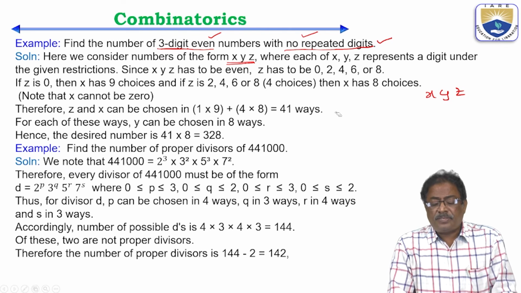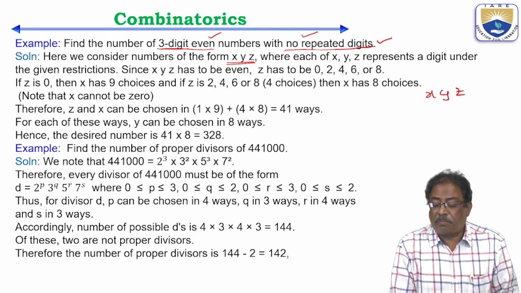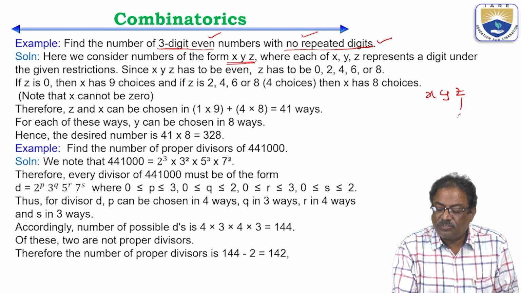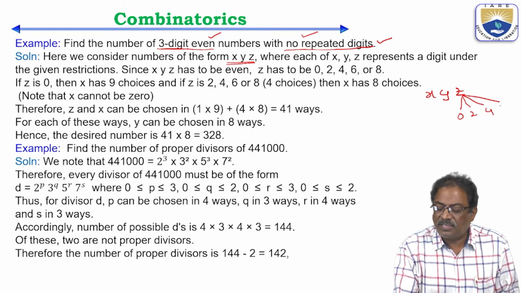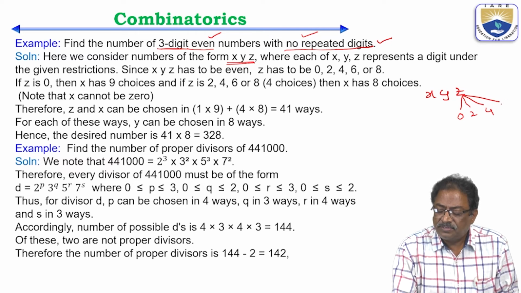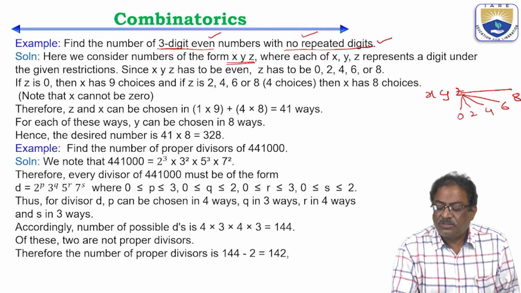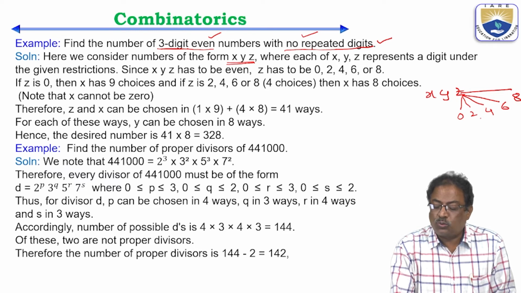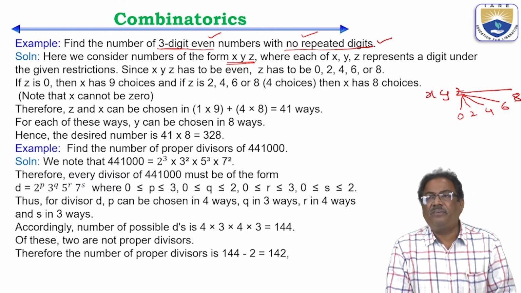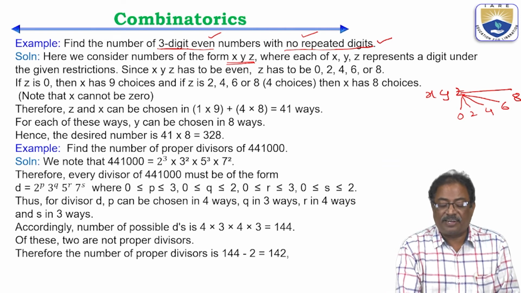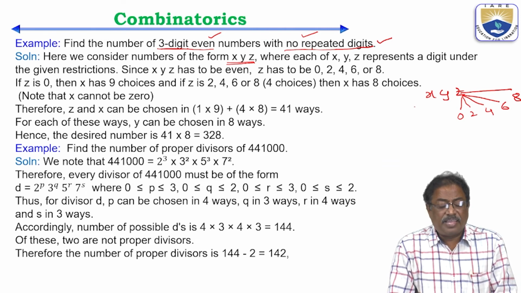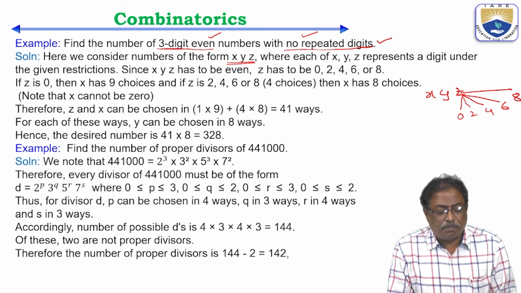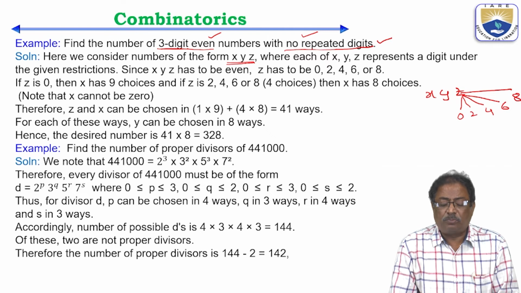So now, when we say that it is an even number, z is either 0 or 2 or 4 or 6 or 8. The z may be filled with any one of these numbers, 0, 2, 4, 6, 8, then I can say that xyz is an even number. So what are the possibilities?